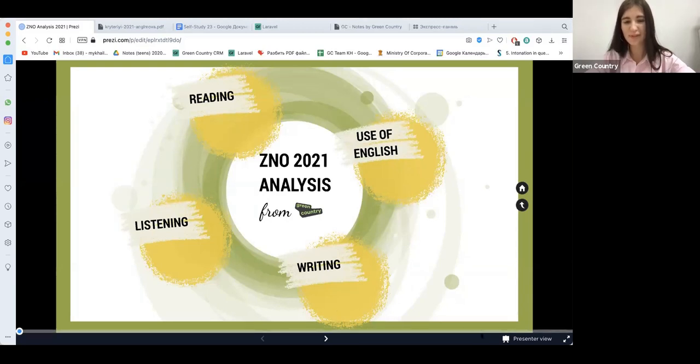Сьогодні ми з вами проаналізуємо пробне ЗНО з англійської мови у 2021 році. І також мова вебінару буде англійська, тому я думаю, не буде проблем з розумінням. Окей, okay, I guess we can start.